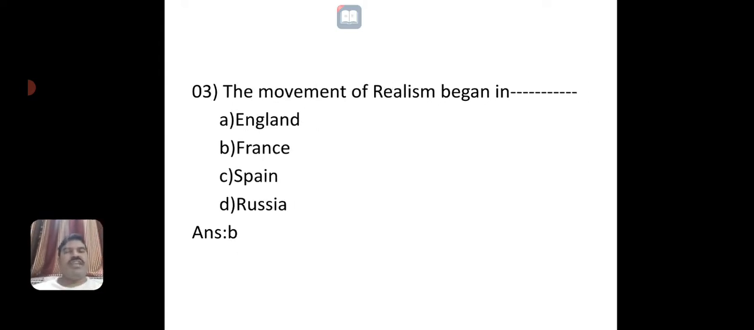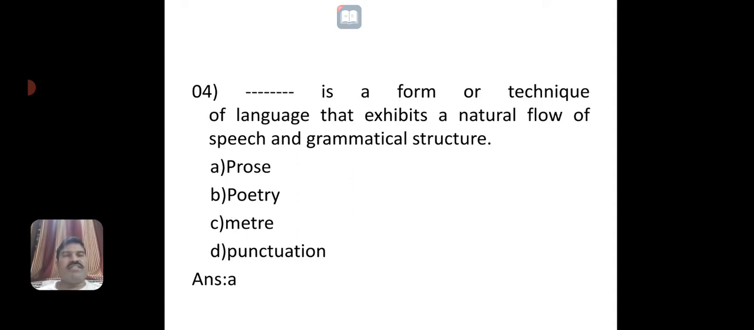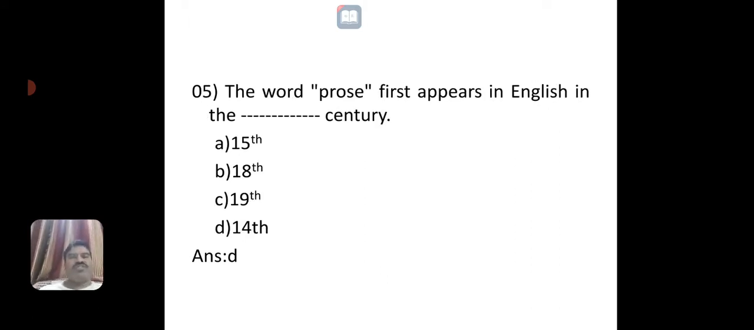The third question is the movement of realism began in dash. Choices are England, France, Spain, Russia. Fourth one is dash is a form or technique of language that exhibits a natural flow of speech and grammatical structure. There are four choices: prose, poetry, meter, punctuation. Fifth question. The word prose first appears in English in the dash century. Four choices are there: 15th century, 18th century, 19th century, 14th century.